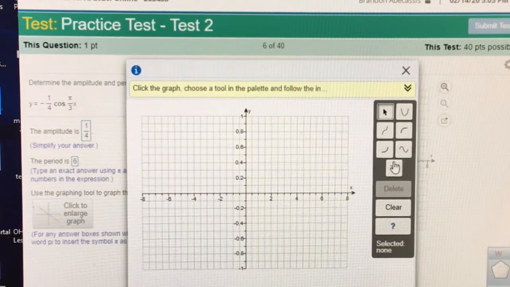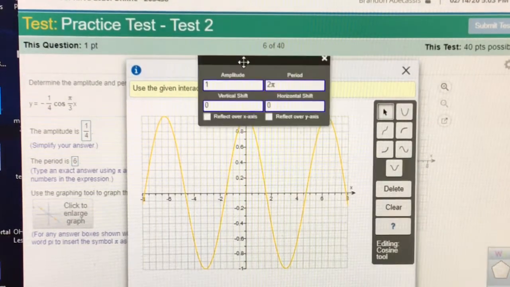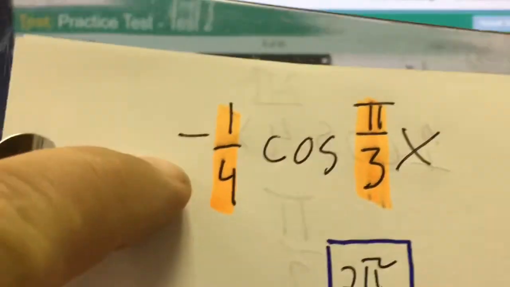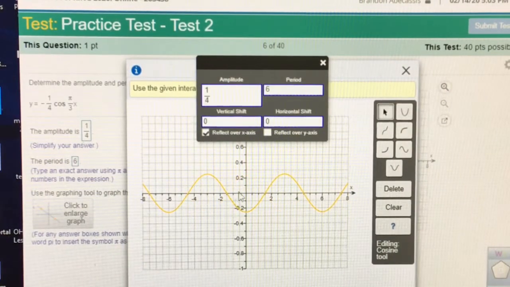It's a cosine, so again, I don't use the sine graph. I use the cosine graph. Click anywhere. Now I have to fix my amplitude and change that to 1 divided by 4. My period was just plain old 6. And now I have to be careful. There's an X reflect because there's a negative out front. That negative out front means I have to click on the X reflect button. It flips it upside down.